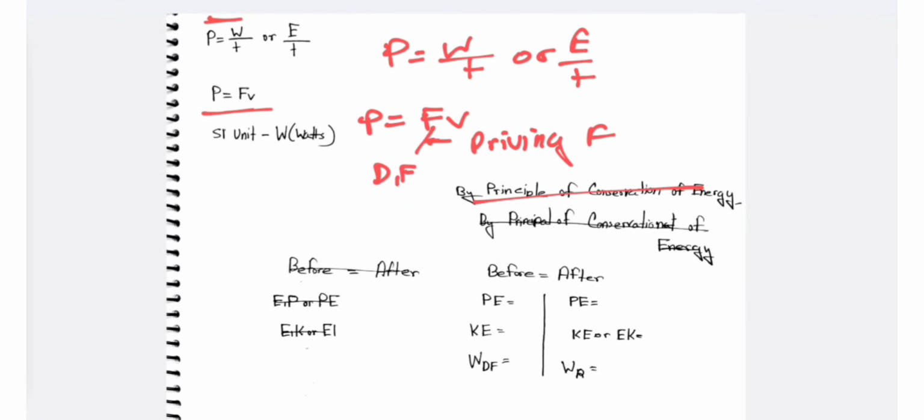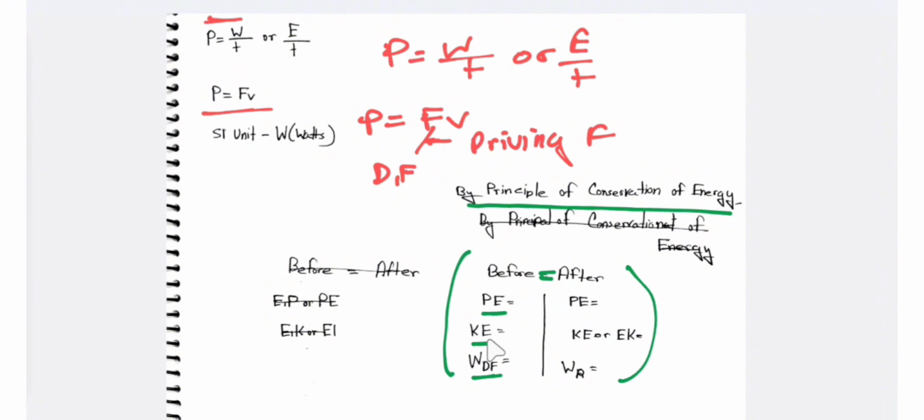Then you need to solve most of the problems on energy by the principle of conservation of energy. By the principle of conservation of energy, energy is always conserved, so energy before is equal to energy after. And what is the energy before? Before, it can be gravitational potential energy, kinetic energy, or work done by driving force. And after, it is gravitational potential energy, kinetic energy, and work done against resistance.